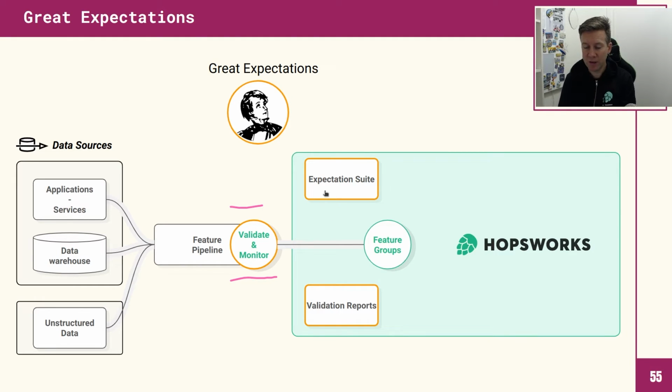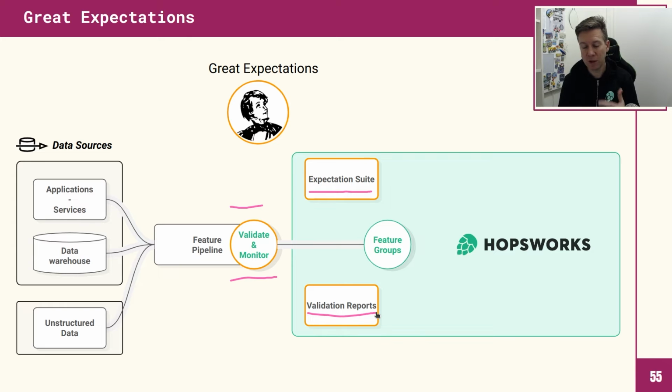So what Hopsworks gives you on top of Great Expectations is it's integrated into the platform. So Great Expectations will produce reports. There's these validation reports for every time we write to the feature group with a feature pipeline. Hopsworks will give you a validation report for it, which is great. It also manages the expectation suite by attaching it declaratively to the feature group.